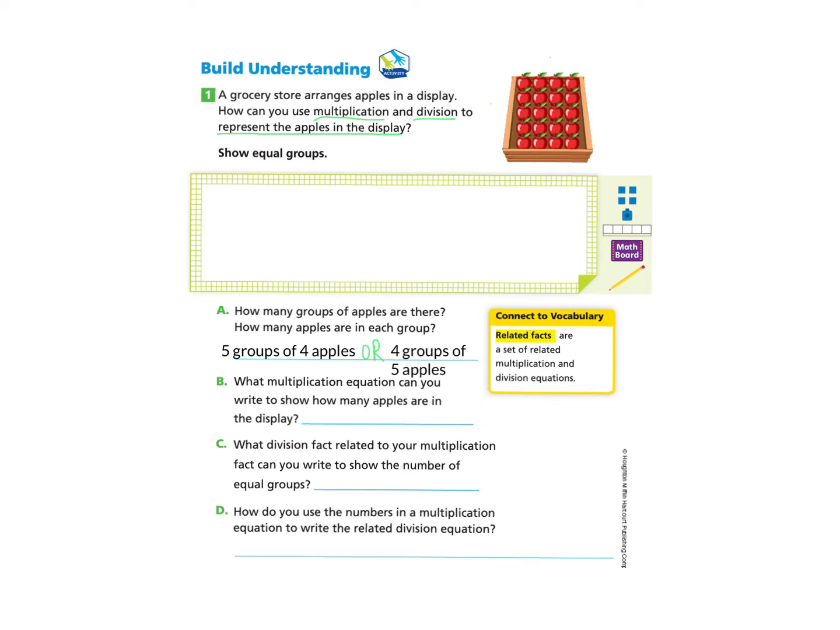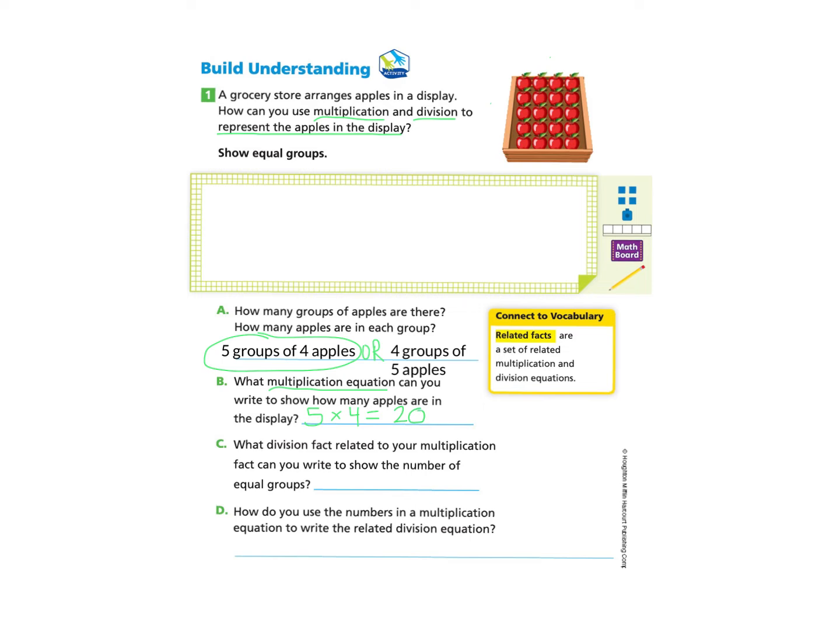Now let's take a look at part B. What multiplication equation can you write to show how many apples are in the display? If you'd like to pause here and try this on your own and come back, you're welcome to do that, and then you can follow along with me. So I'm going to take a look at the 5 groups of 4 apples, and I would say that 5 groups of 4 apples equals 20.